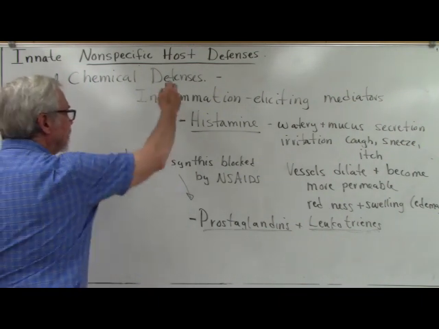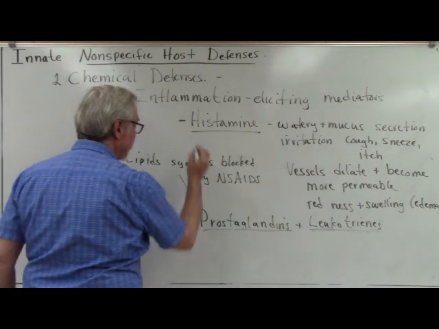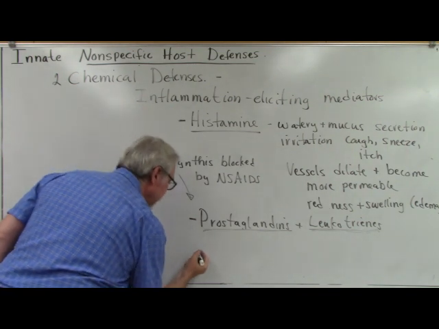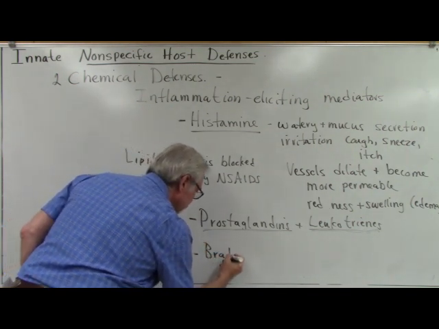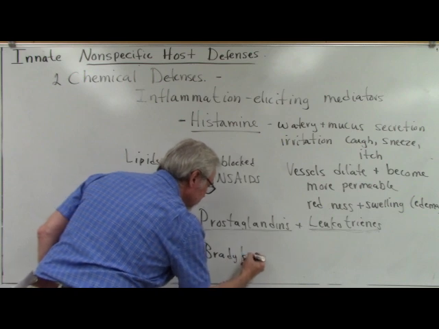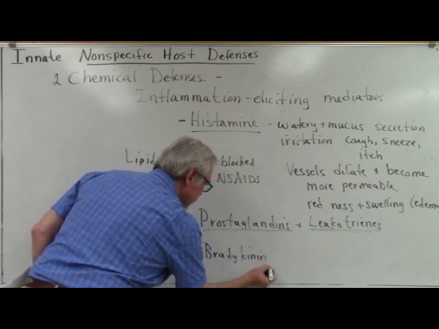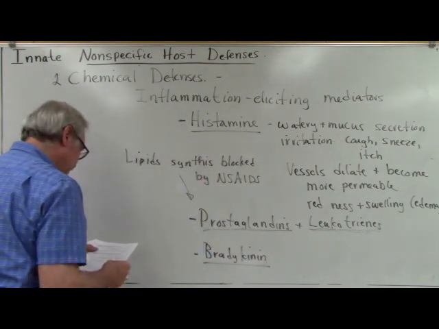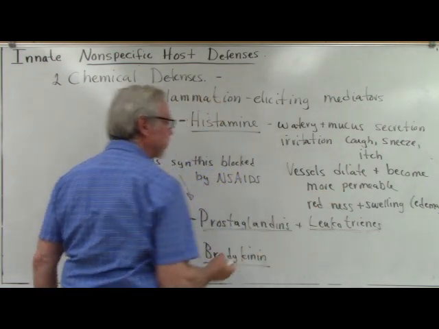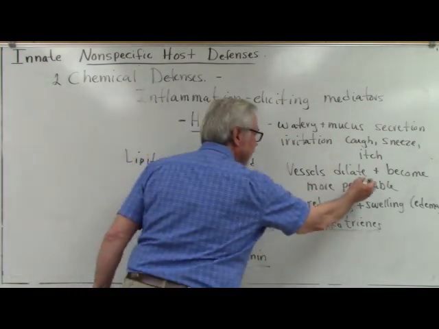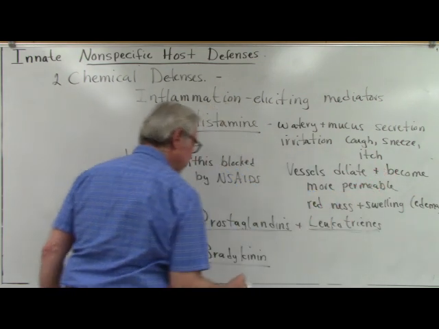All right, the third and final category of inflammation eliciting mediators is bradykinin. And bradykinin is kind of like histamine light, so rather than dilating the vessels and making them more permeable, it just does the light thing. It makes them more permeable.